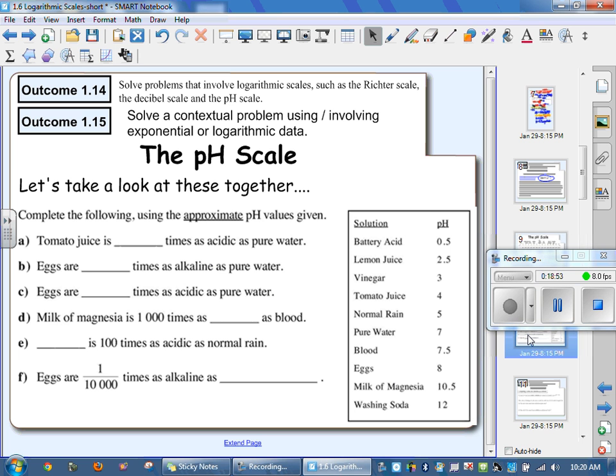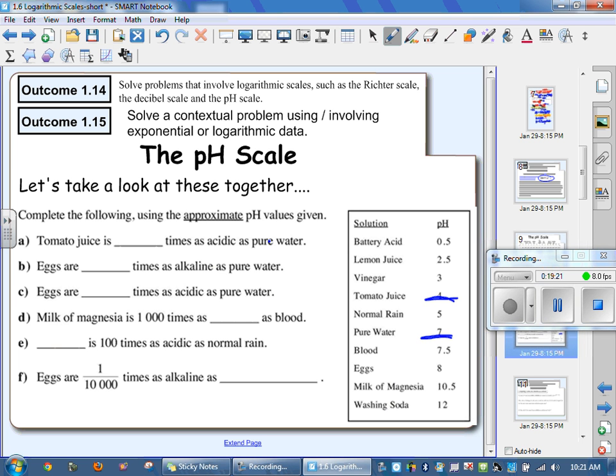We've got tomato juice. So let's find tomato juice. Tomato juice is a pH of 4. So if it's a pH of 4, is it acidic or is it basic? It's acidic. You bet it is. Then we want how many times acidic is it as pure water? Well, let's look at pure water. Now, when we compare this way, are we going to take 4 subtract 7 or 7 subtract 4?